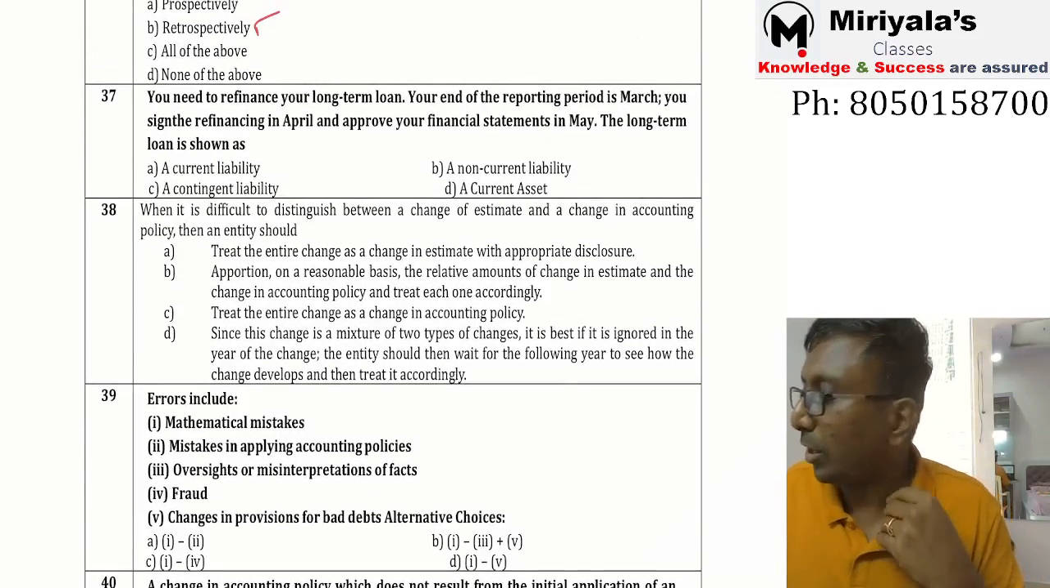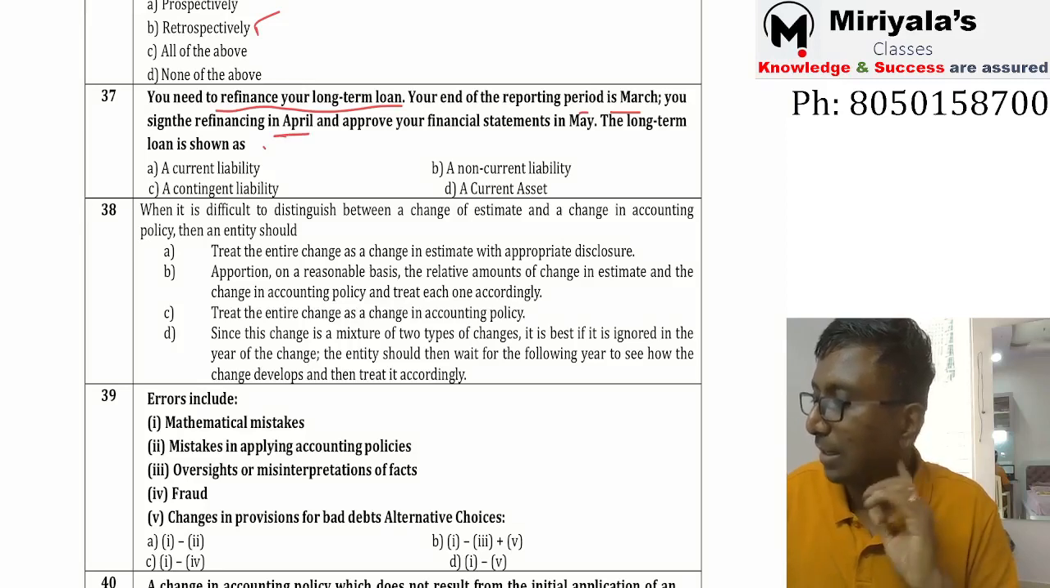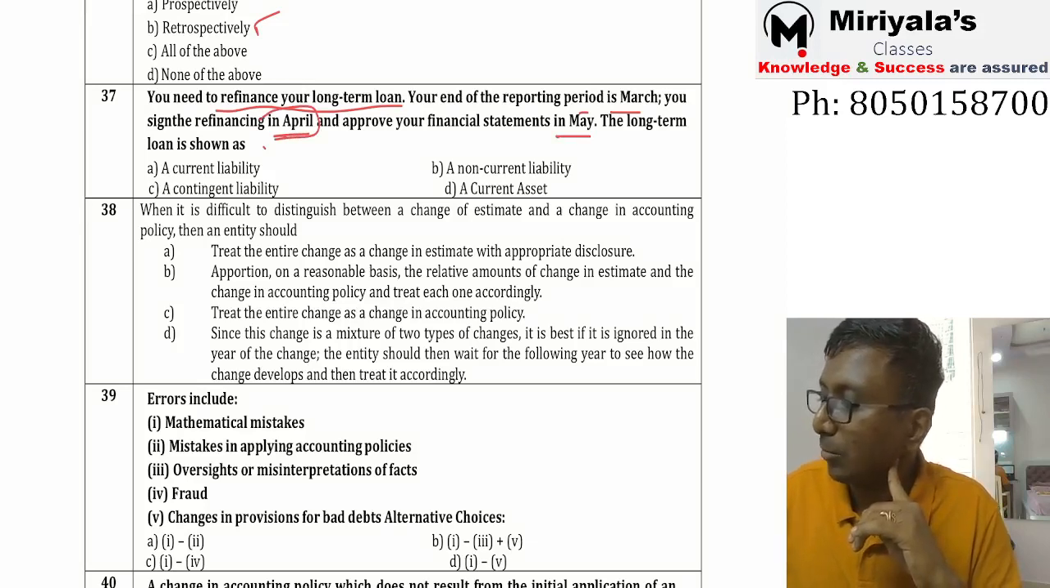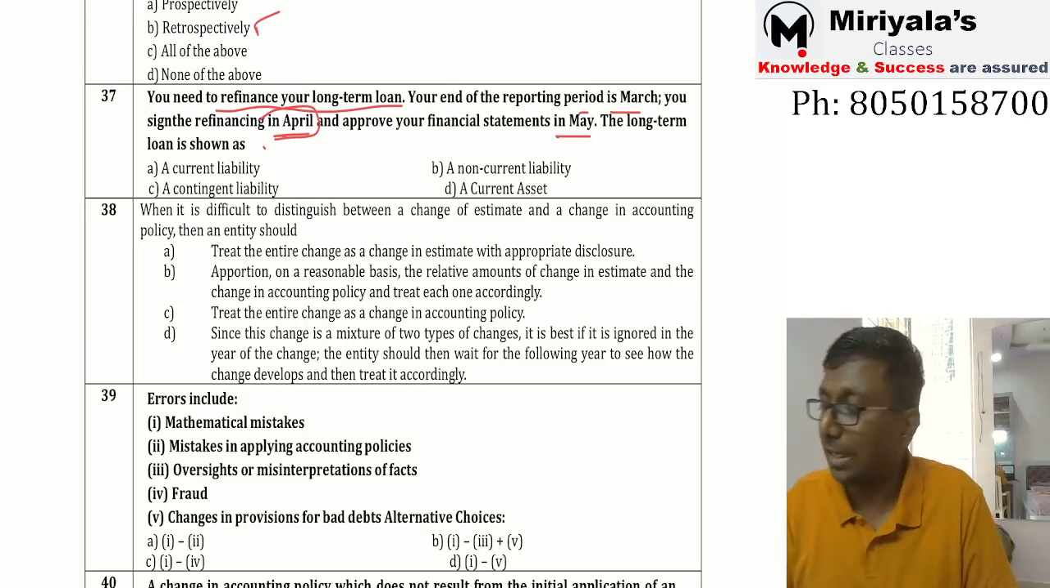Now, you need to refinance your long-term loan. Your reporting date is March. You refinance in the month of April and approve your financial statements in the month of May. How is the long-term loan shown? It is linked between Ind AS 10 and Ind AS 8.